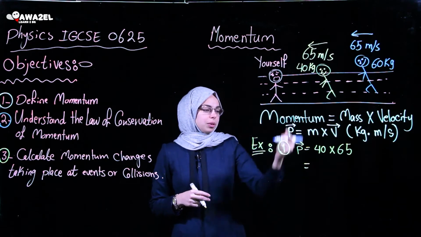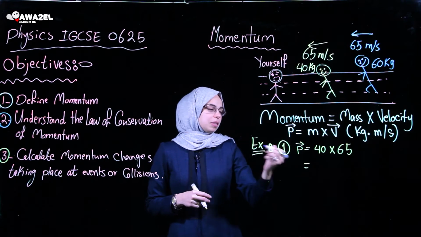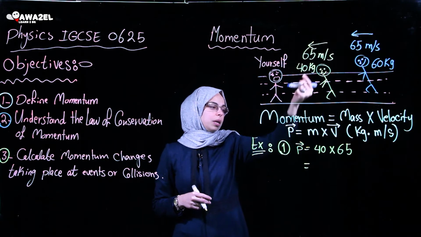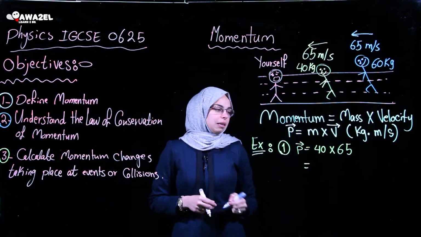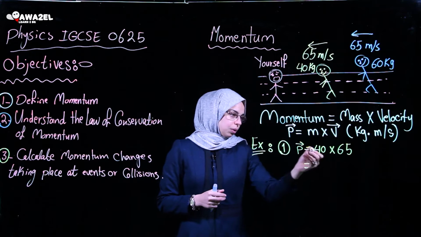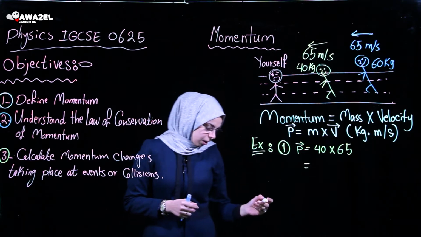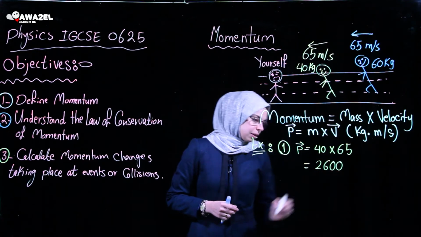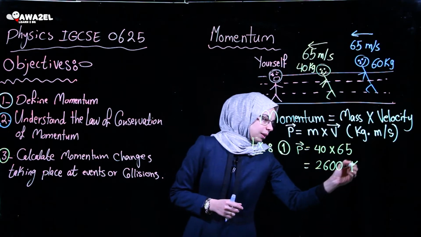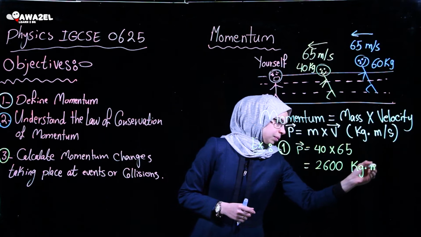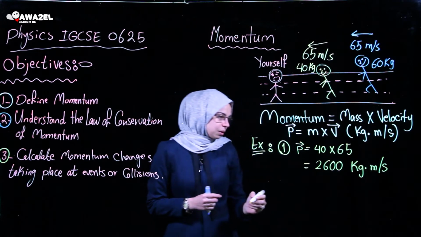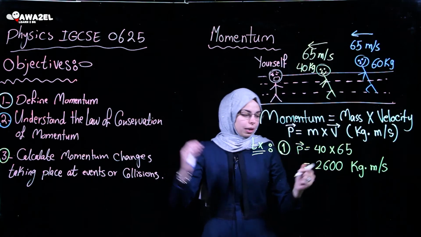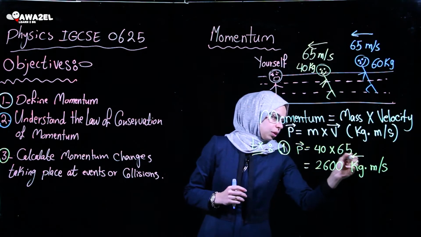For the first racer, we will calculate his momentum as his mass, 40, times his velocity, 65. Using a very simple calculation, I would find out that it is 2,600 and the unit is kilogram meters per second toward, and I have to mention the direction, toward my left hand. So to the left.